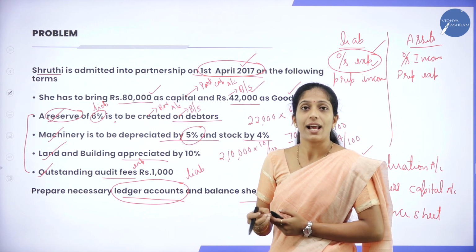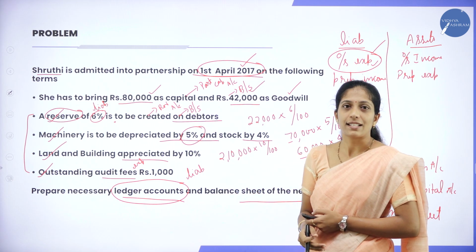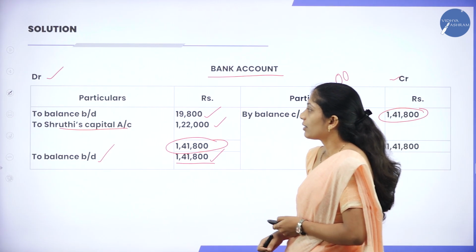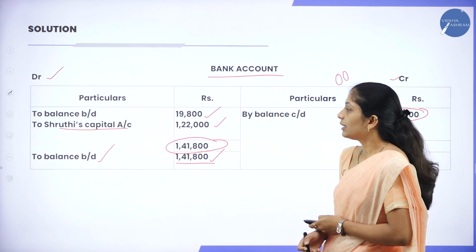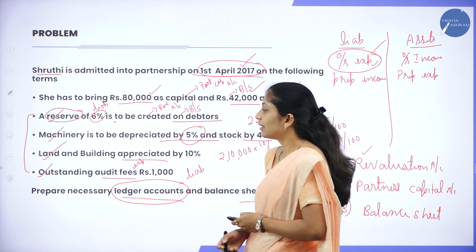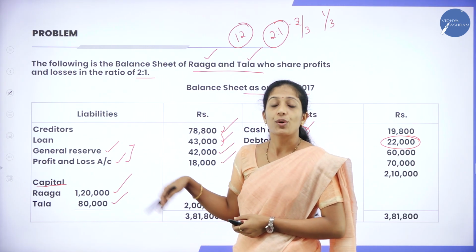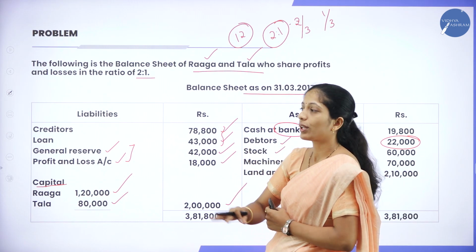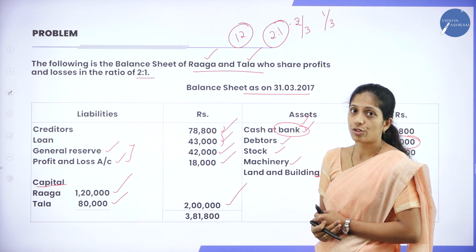In the sense, a new liability has come into the business, so we have to record it on the liability side of the balance sheet. So outstanding audit fees. How to record outstanding audit fees? 1000. Now we have to record the capital, reserve as well as profit and loss account, right? So we have already recorded once in partners capital account, and make sure that all these items in the balance sheet will come only once in your solution.